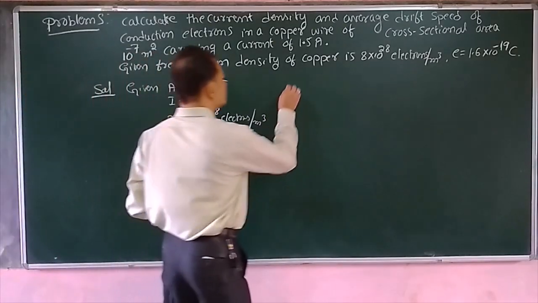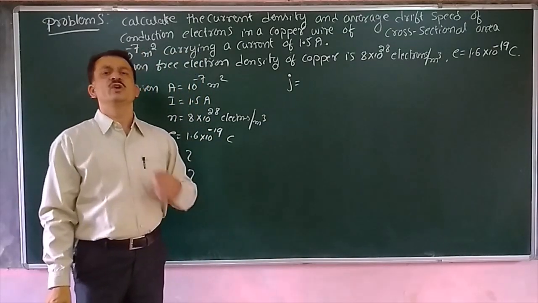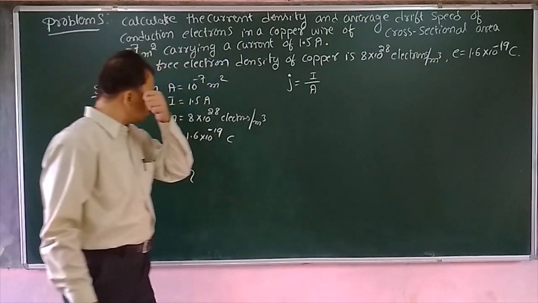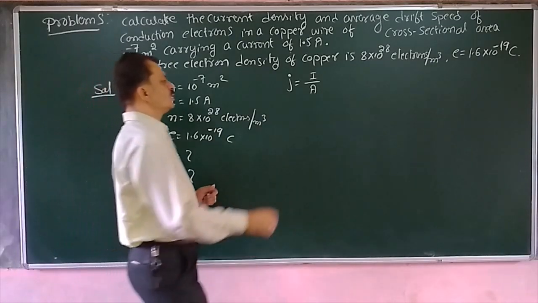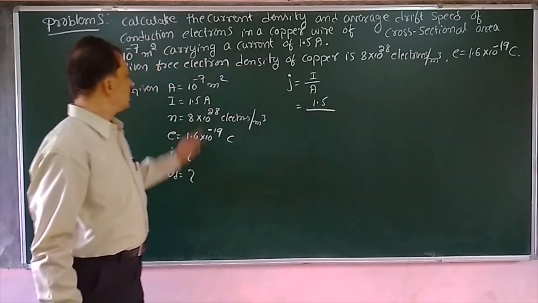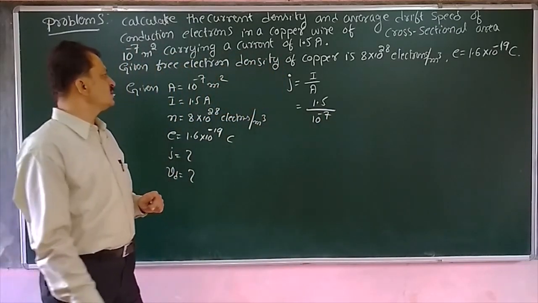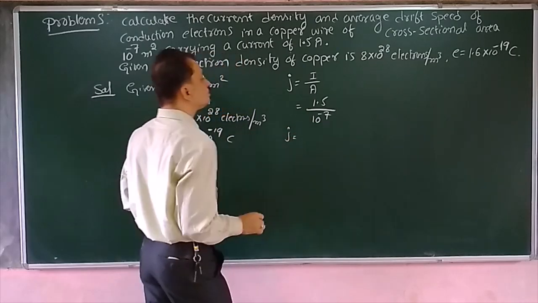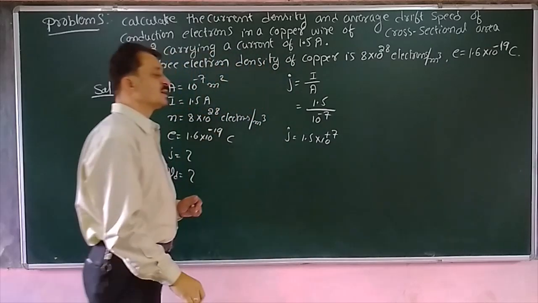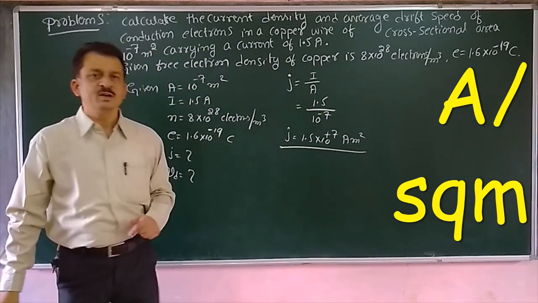Now, we are already familiar with the definition of current density. Current per unit area is called current density. Therefore, current density J is equal to I by A. Simple formula. Now, substitute the values of I and A. I is 1.5 and area is 10 raised to minus 7. Therefore, J is equal to 1.5 into 10 raised to plus 7 ampere per meter square.